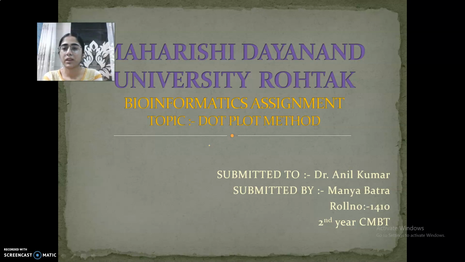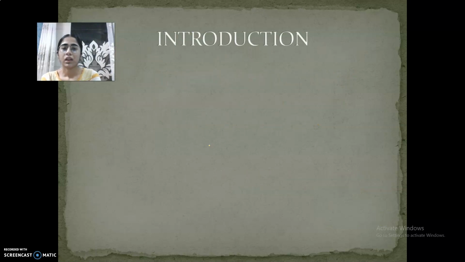I am here to present a topic on bioinformatics, which is the dot plot method. So dot plot method is one of the alignment algorithm methods used for sequence alignment. There are basically three methods used for sequence alignment. These three methods are first dot plot method, second dynamic programming method, third word method. We will be discussing dot matrix method here.